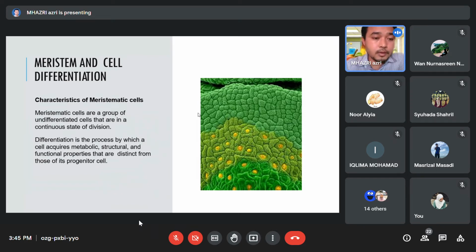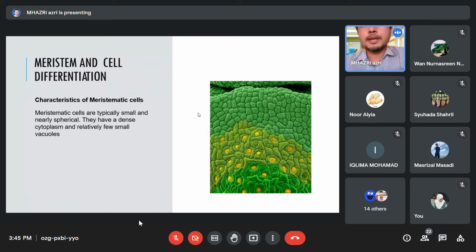So for these cells, there are certain characteristics. The obvious ones, what is the characteristic of meristematic cells? It does not differentiate into specific cells. So meristematic cells are groups of undifferentiated cells that are in continuous cell division. So what is differentiation? Differentiation is the process by which cells acquire metabolic, structural and also functional properties that are distinct from those of its progenitor cells.